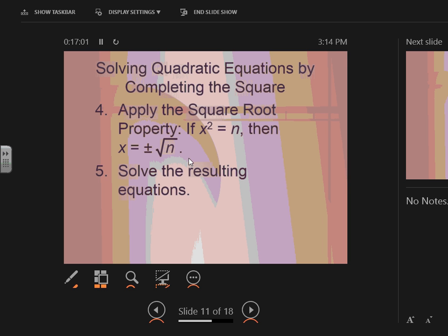Okay, what's number 6? Check your solutions back in the original equation. I didn't write that down on my slideshow. So number 6, check your answers in the original equation.